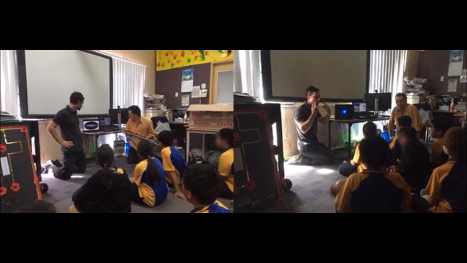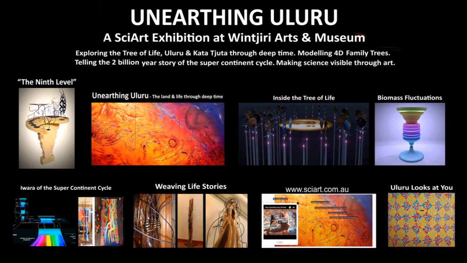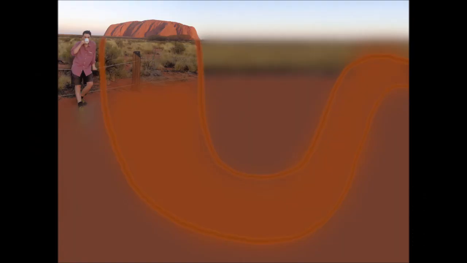What we were showing them was how some of the stars, the light that leaves the stars, is dated back to specific points where the landscape was changing dramatically in deep time. The outcome was an interactive artwork that I created with the school kids. You can see this artwork on my website, sciart.com.au. If you go to Unearthing Uluru, you'll see the different projects that were undertaken through the artist residency.